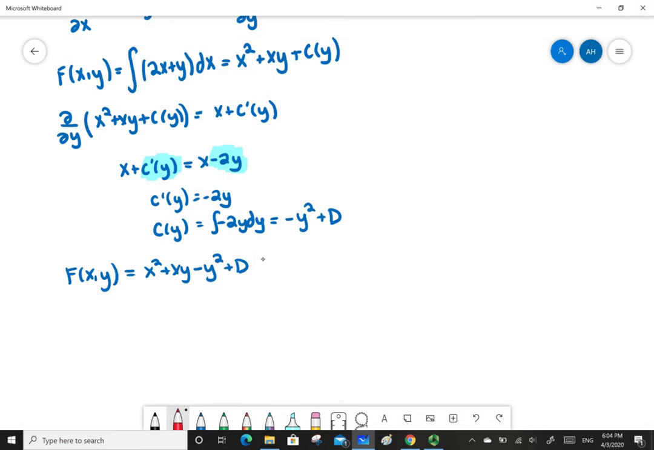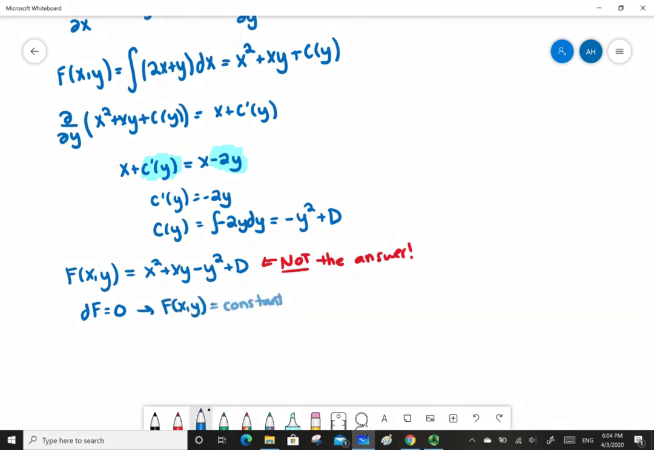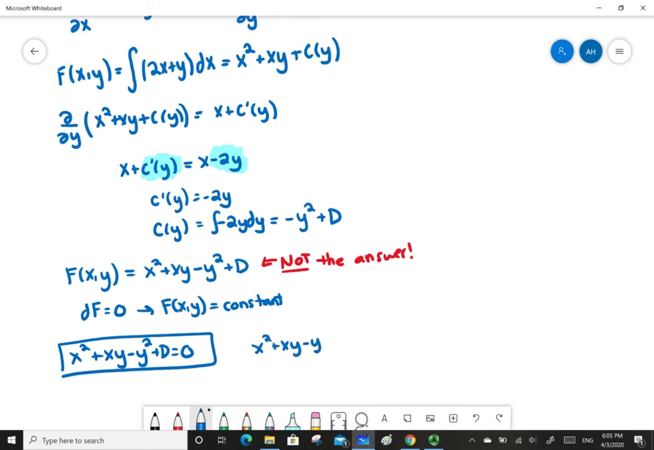This is not the final answer because it is not a relationship between x and y. The differential equation says that df equals 0, so we need f(x, y) to be constant. So we can set x squared + xy - y squared + d equal to 0 to get an implicit solution. Or alternatively, we could ignore the integration constant d and set x squared + xy - y squared equal to b, where b is just a different arbitrary constant.